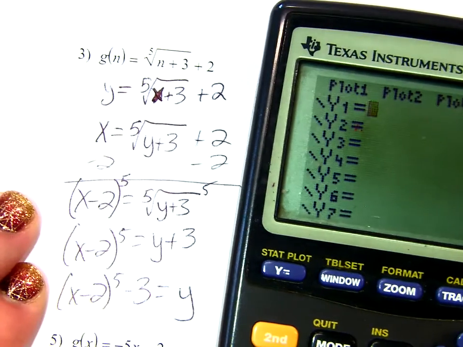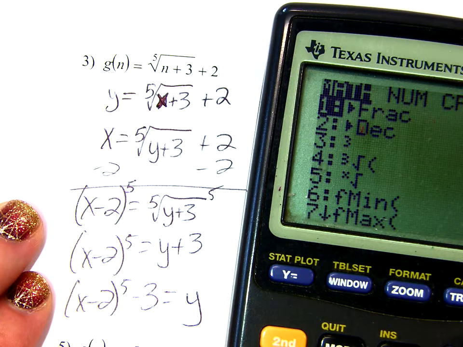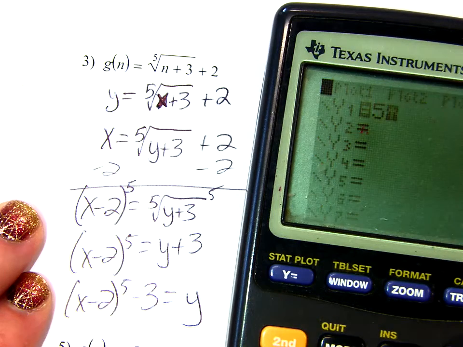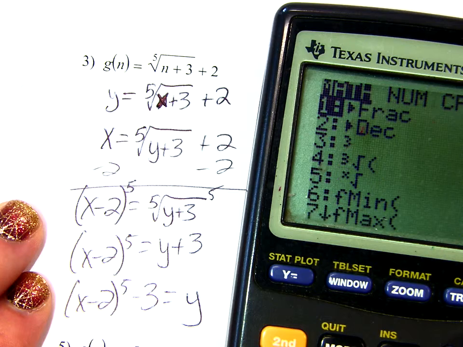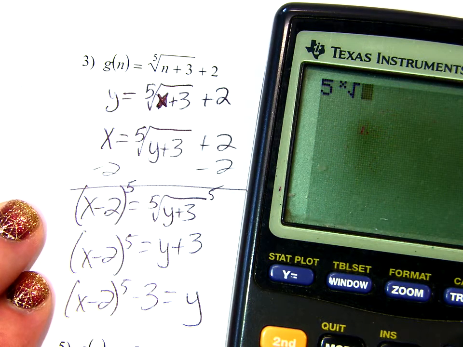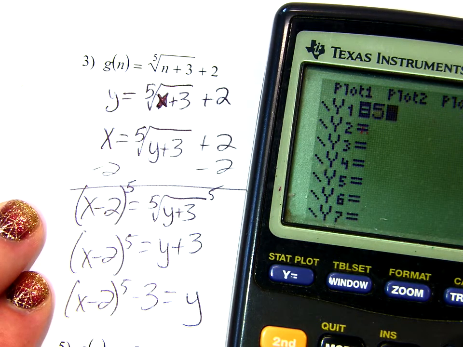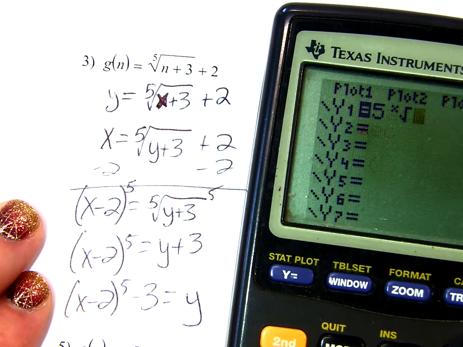So let's see. I need the fifth root. So I think I have to put in 5 first. Hang on, I have to remember how to do the fifth root. Let's take the fifth root of 32 and make sure it comes out to be 2. Yep, okay, that's how you do it. So fifth root of x plus 3.